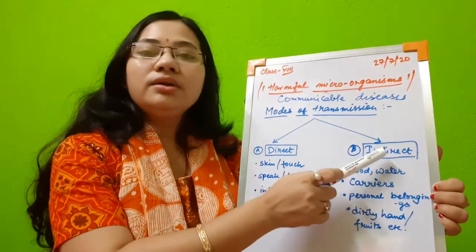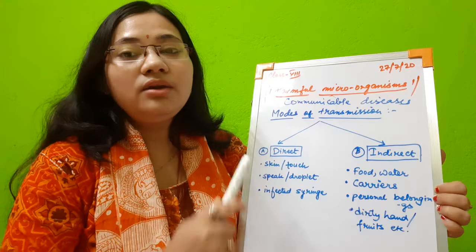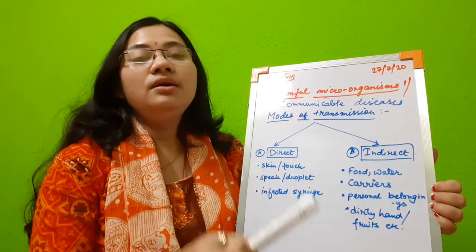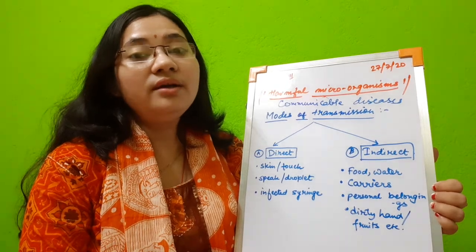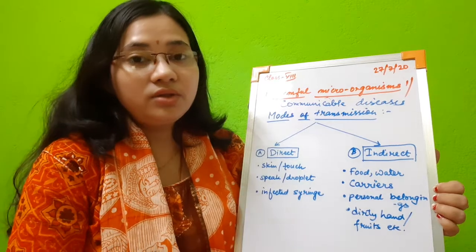Now let us see what are the different modes of indirect transmission. How indirectly, not by direct contact, but indirectly, an infected person can transmit the disease to a healthy person. The first one, through contaminated food and water.